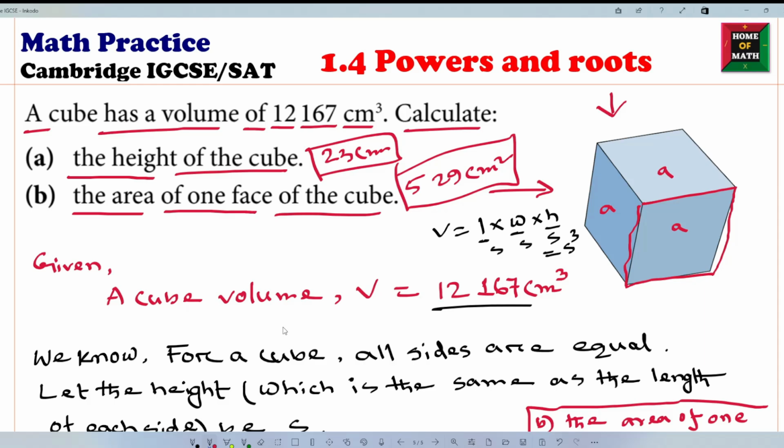This is very important math for IGCSE, SAT or any kinds of competitive examination around the world.